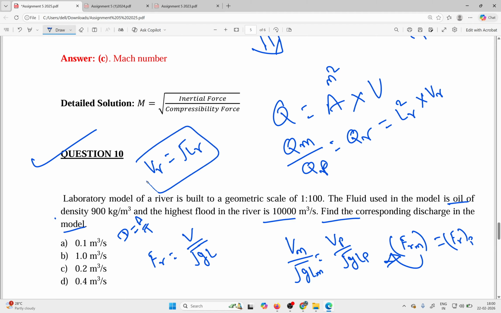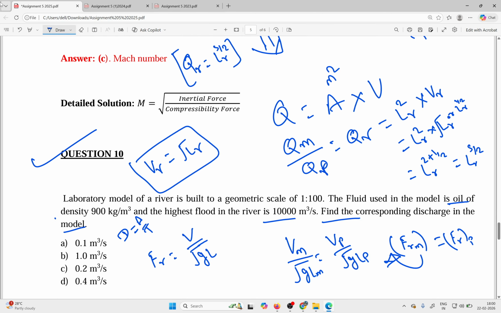So your VR is equal to LR. From the Froude number similarity, we can write LR squared into root LR, or you can write LR to the power half. So the exponent of LR is 2 plus 1 by 2, which means 5 by 2, so your discharge ratio QR is nothing but LR to the power 5 by 2.